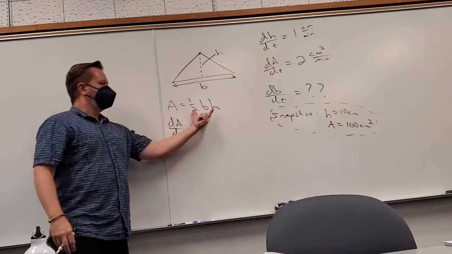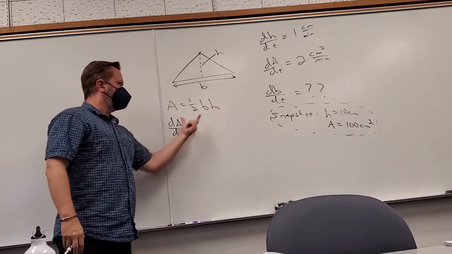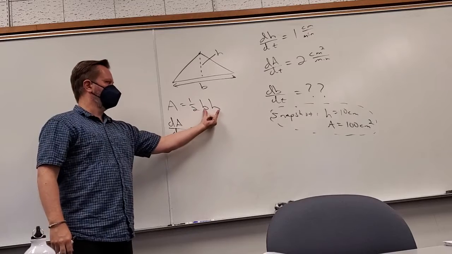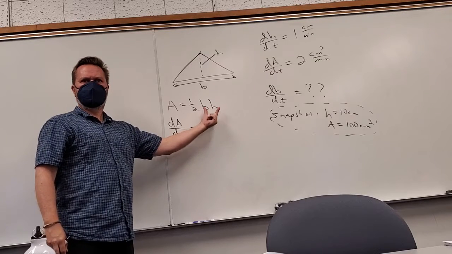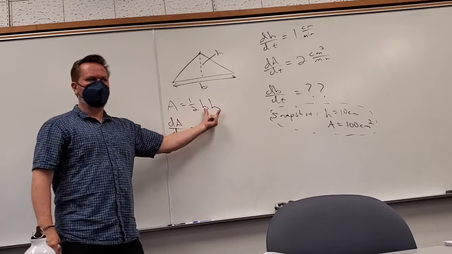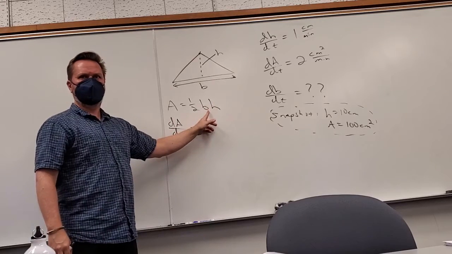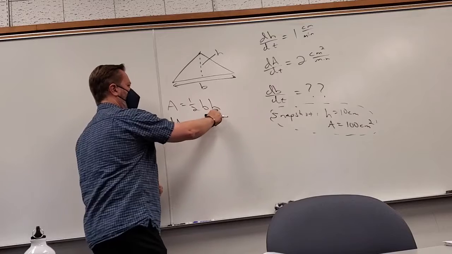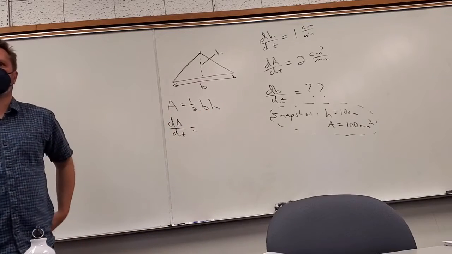How do I take the derivative of this side with respect to time? What's going to happen? dB/dt. What rule do I have to use? Oh, product rule, right? Isn't base a function of time? Isn't height changing over time as a function of time? So this is a product of two functions, yes?